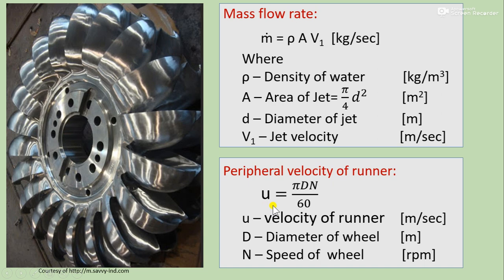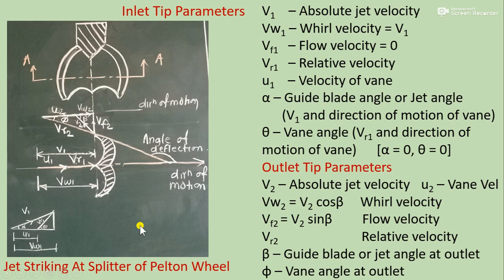So formula for it, U is equal to pi dn by 60, where d is the diameter of wheel. So this is a Pelton wheel photograph, and n is the speed of wheel in RPM. Now in the analysis, we need velocity diagram. So here at inlet, velocity triangle is a straight line, and outlet velocity triangle is shown here.